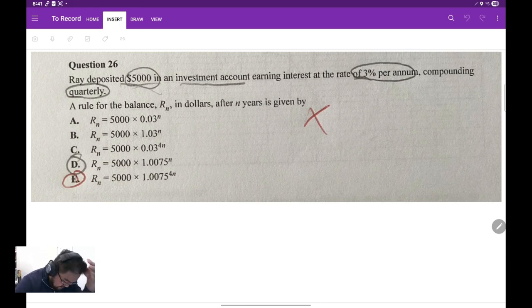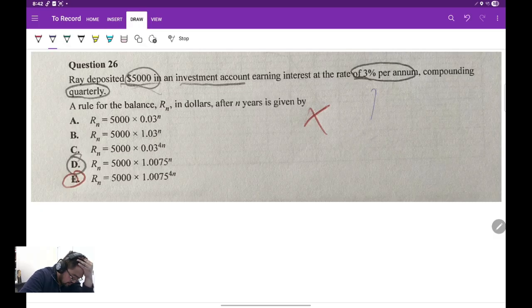All right. Question 26. Ray deposited $5,000 into an investment account, earning 3% per annum, compounding quarterly. Now, this question here has a bit of a trick just by looking at the answers. I'm going to be very careful with how we approach this question. So, the way I see it is that we want to turn this into some sort of recursion relation.